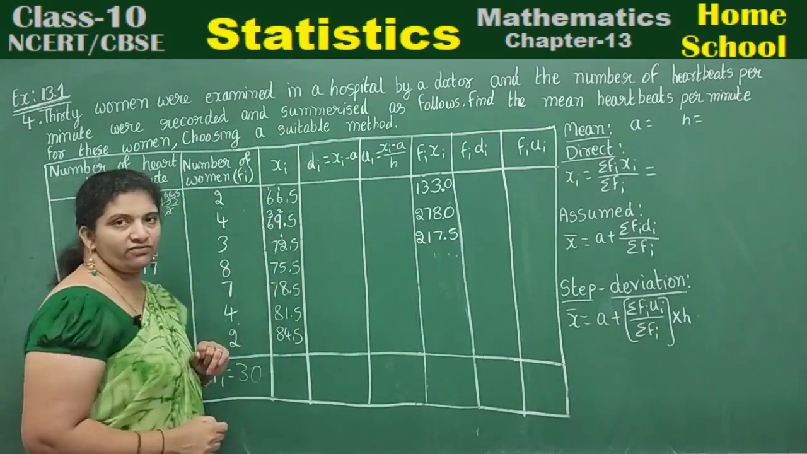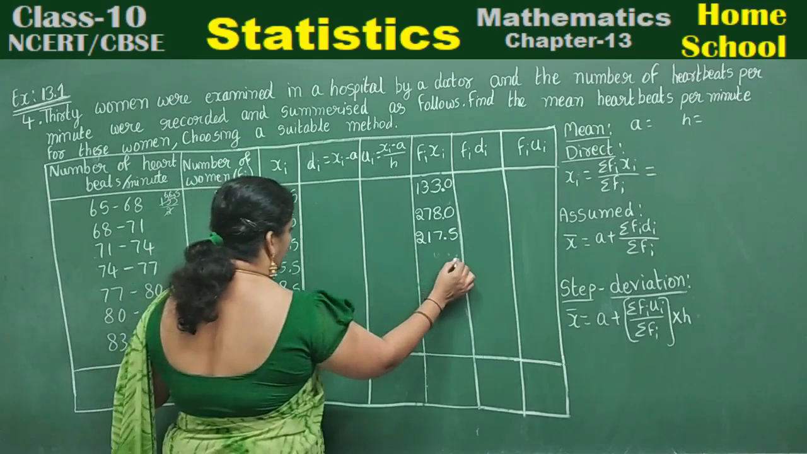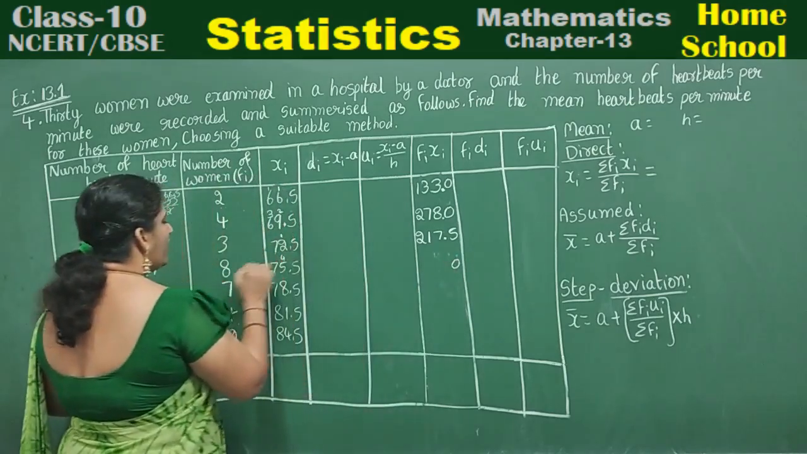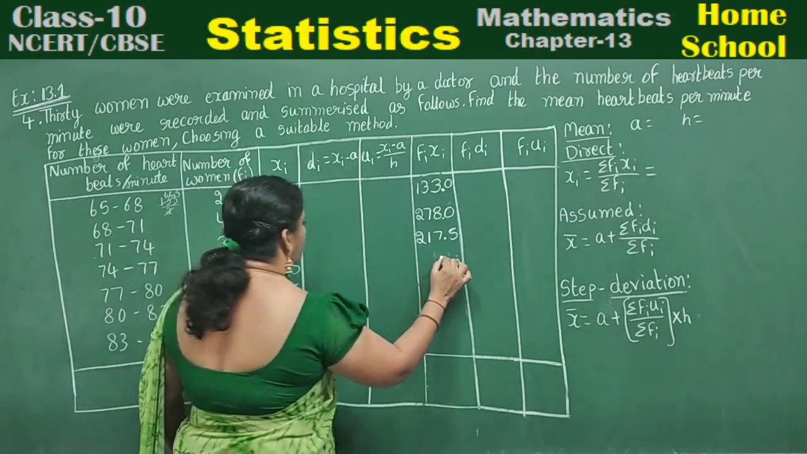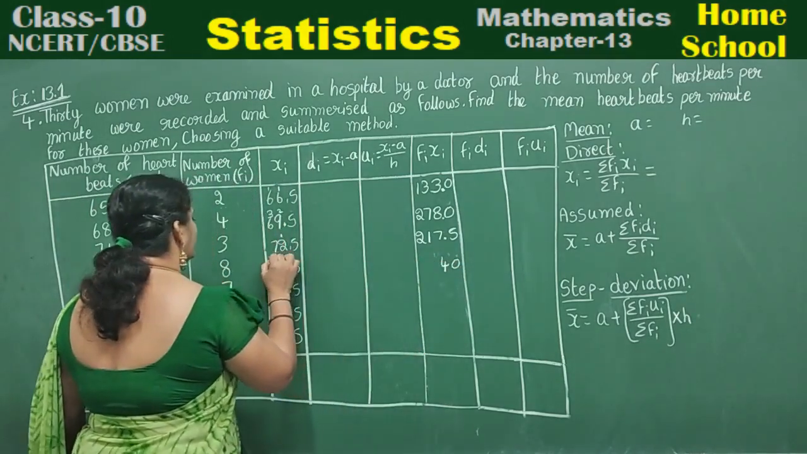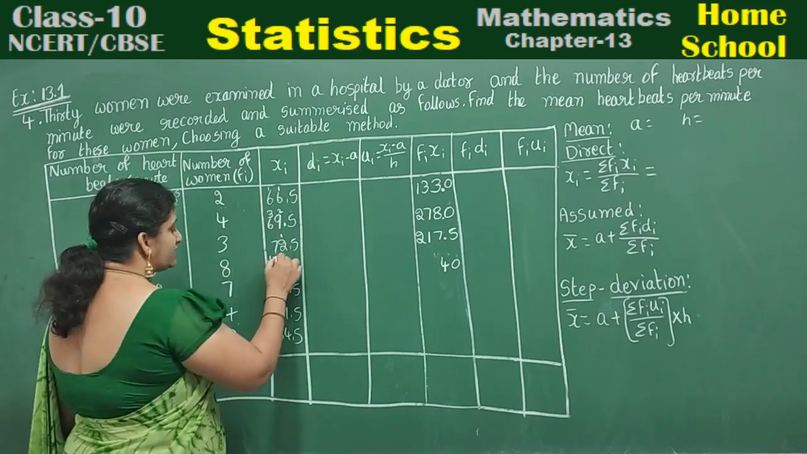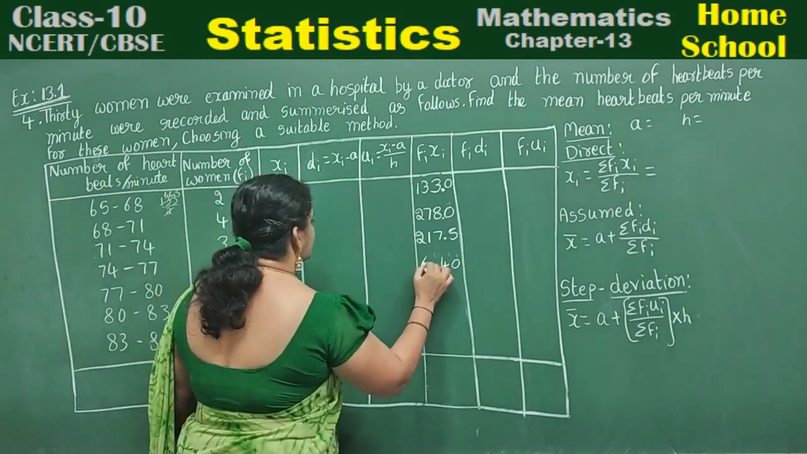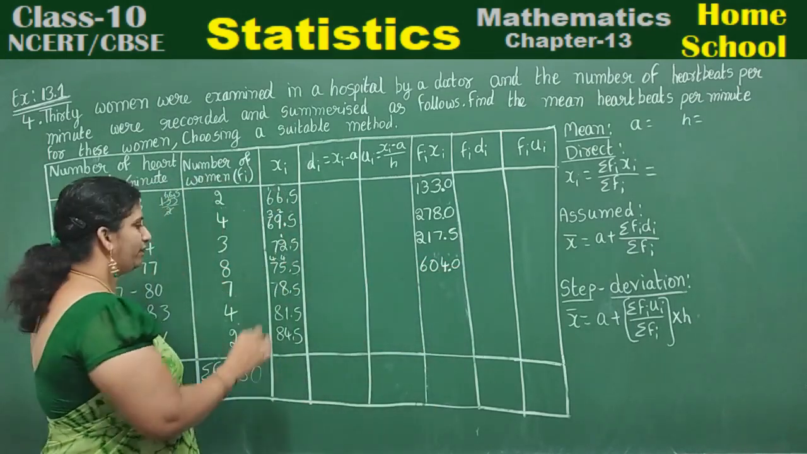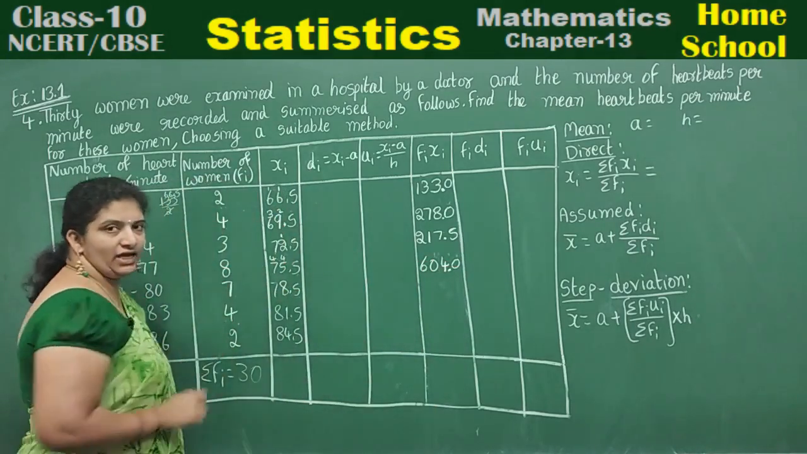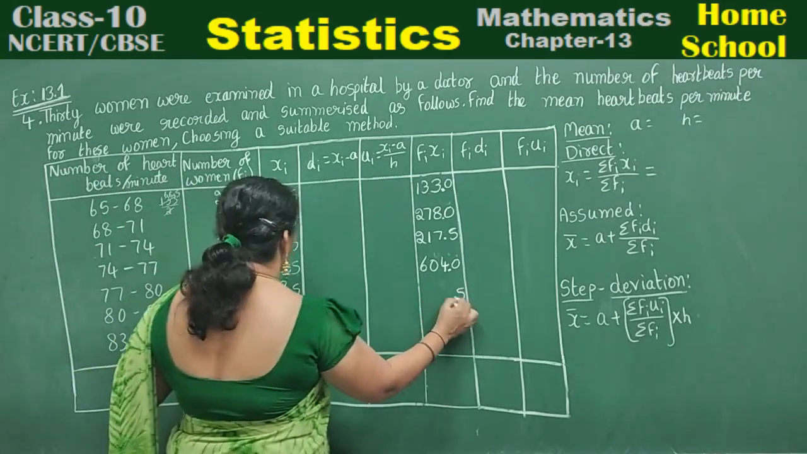8 into 75.5. 8 5s are 40. 40 plus 4, 44. 8 7s are 56. 56 plus 4, 60. 604.0.